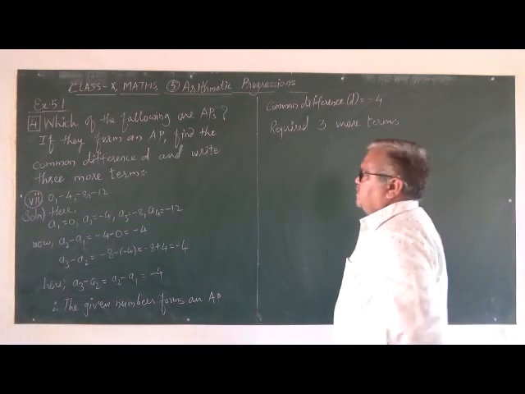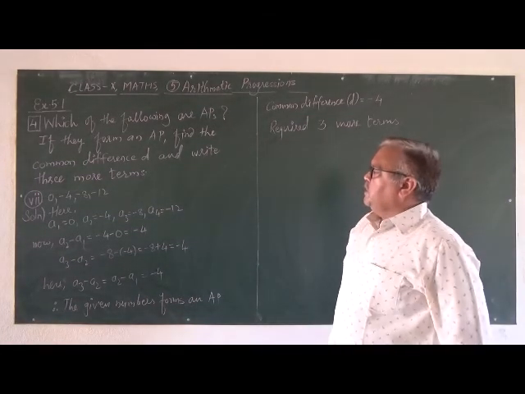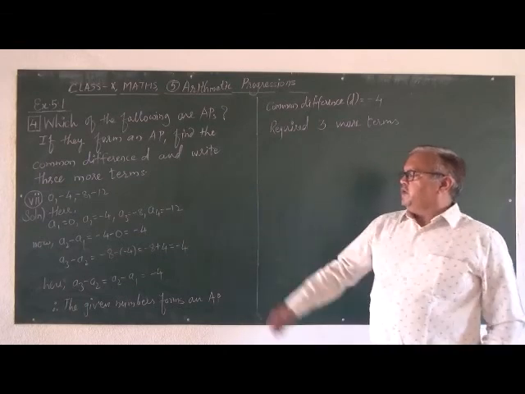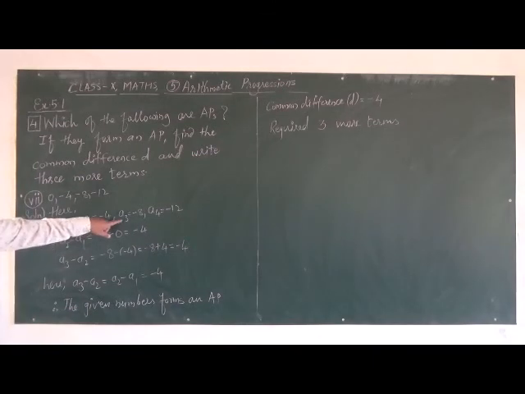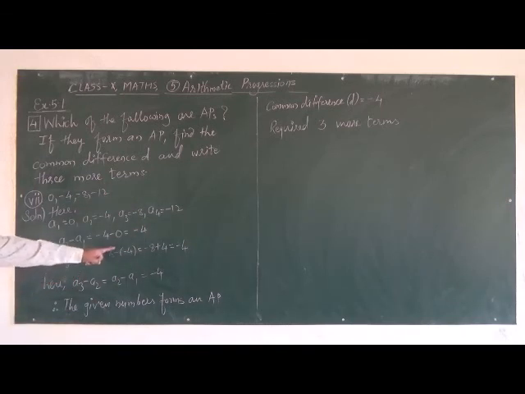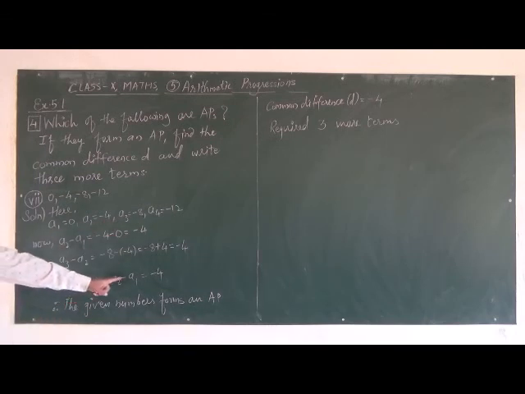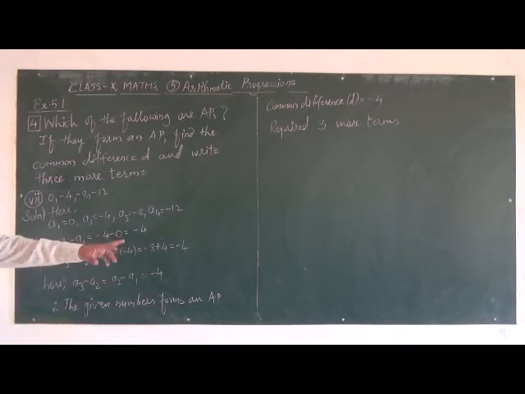Let us see one more sub question. 7: 0, minus 4, minus 8, minus 12. So here A1 is 0, A2 is minus 4, A3 is minus 8, and A4 is minus 12. So A2 minus A1, minus 4 minus 0, is minus 4. A3 minus A2, minus 8 minus into bracket minus 4, so minus 8 minus into minus is plus 4, and that is minus 8 plus 4, minus 4. So here A3 minus A2 is equal to A2 minus A1, equal to minus 4. Therefore the given numbers form an AP.